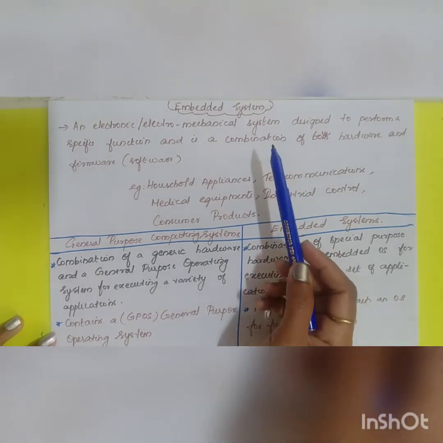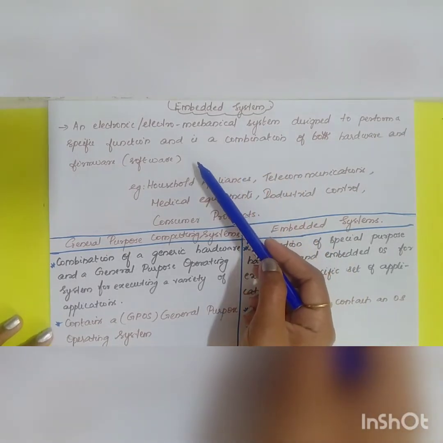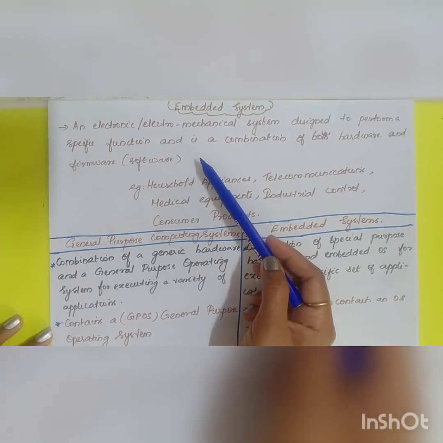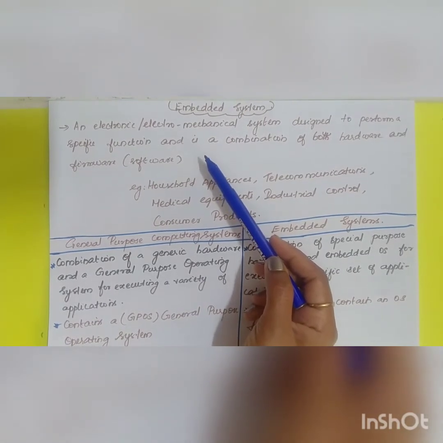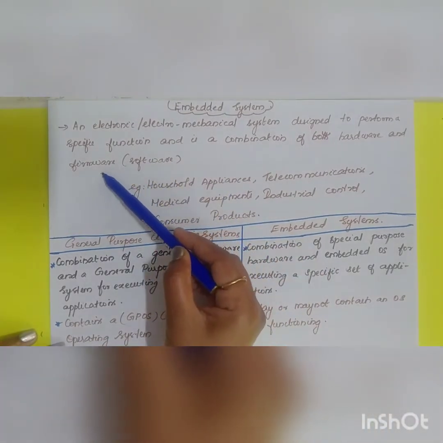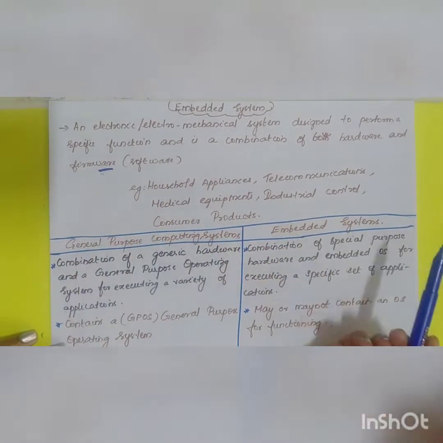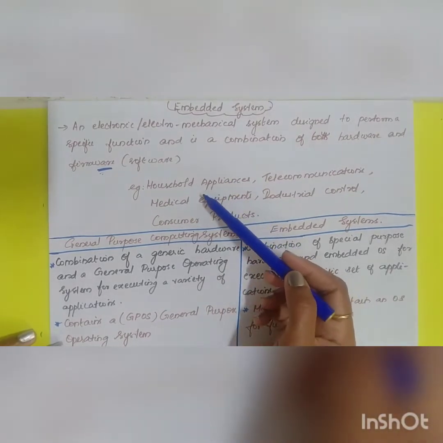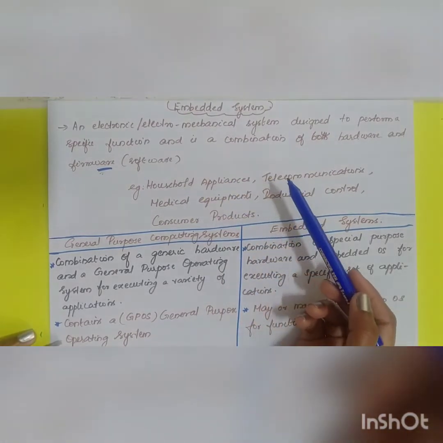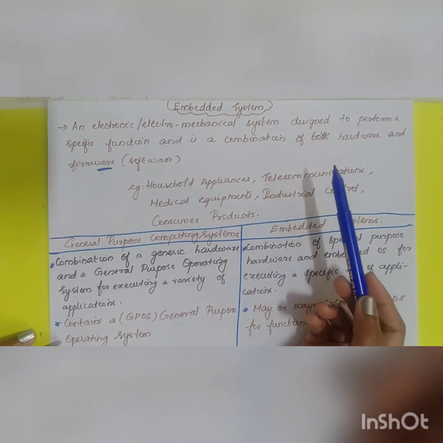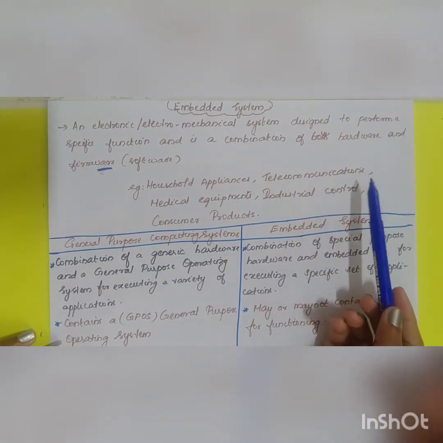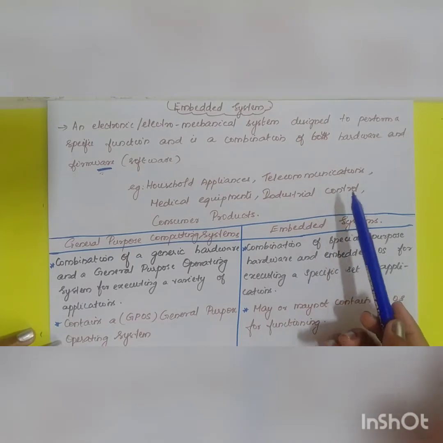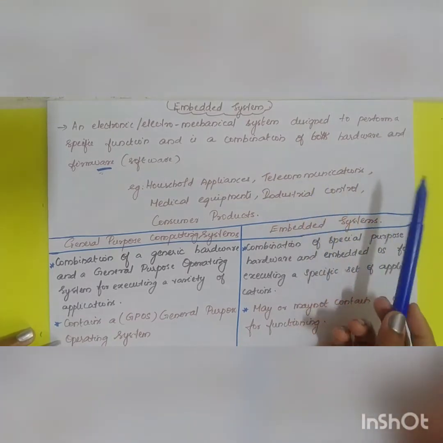In the case of an embedded system, the software is called firmware because it is a code which is used to run the particular hardware. Normally, in most cases, it is called your firmware. There are numerous examples of embedded systems: household appliances such as your washing machine, microwave oven, or your air conditioner, telecommunications, medical equipment, industrial control, consumer products, etc.